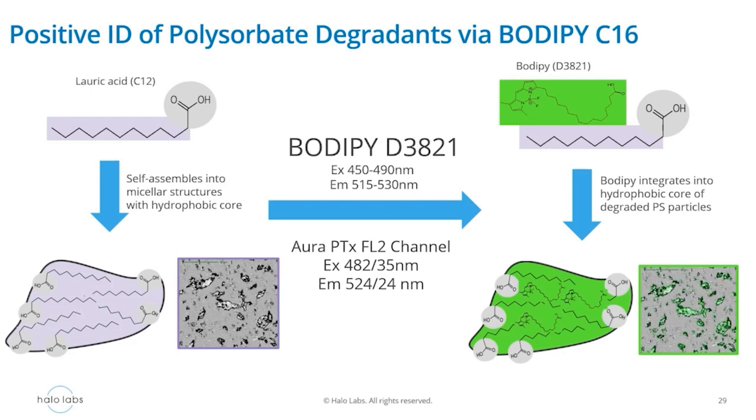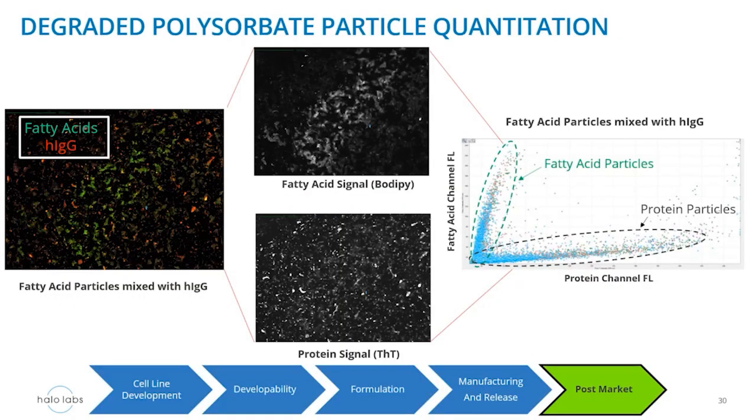And now that we've established that we could ID both protein aggregates as well as polysorbate degradants with the Aura PTx, what happens when you have a combination of the two, right? In a realistic situation, you're going to have polysorbate degradants as well as protein aggregates. Well, you could actually utilize the two channels on the Aura PTx and do a serial staining of the sample all within the same workflow to specifically ID the two species of particles.